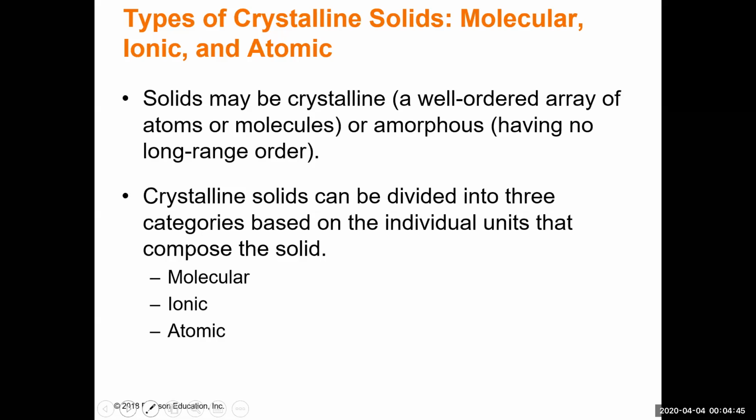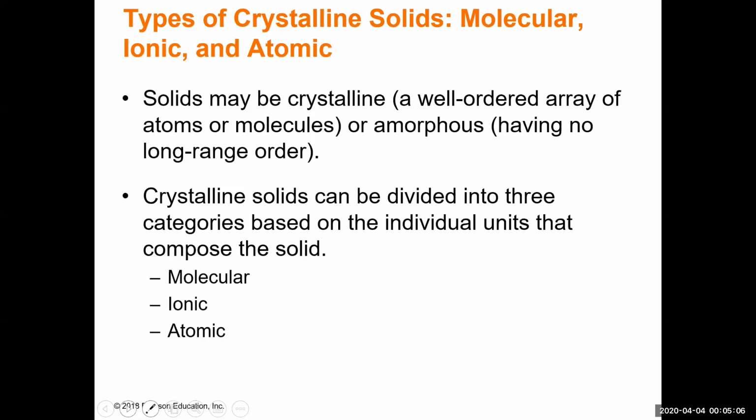Now let's look at different types of crystalline solids. We have molecular, ionic, and atomic. So solids may be crystalline, which means we have a well-ordered array of atoms or molecules, or they can be amorphous, which means that they have no long-range order.